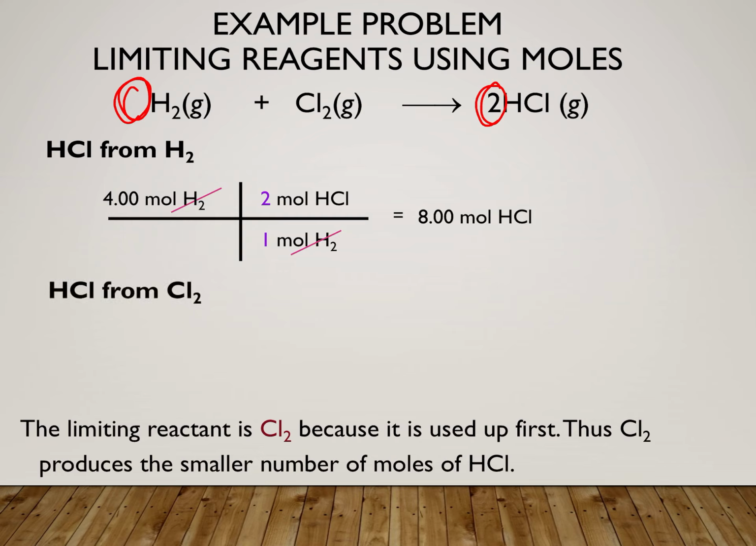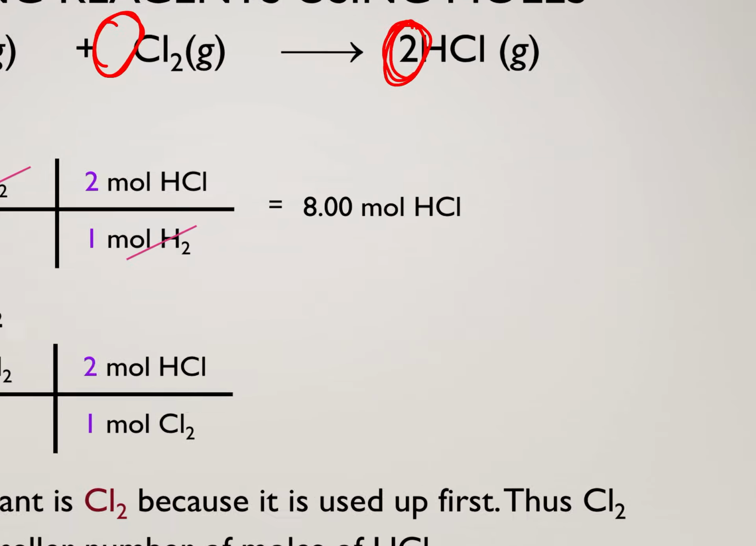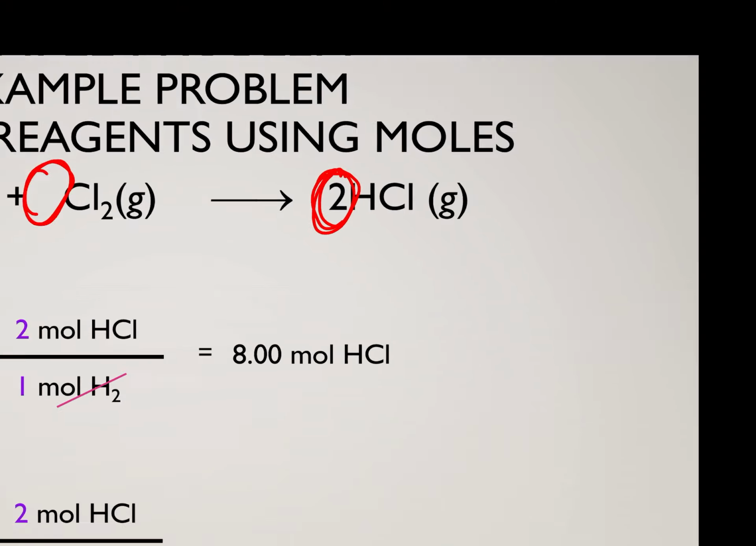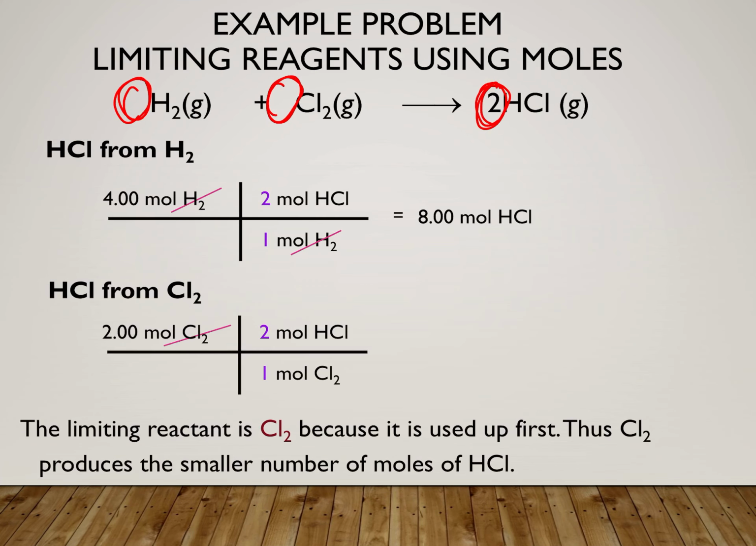If we do the same thing again for chlorine, we'll start with our 2 moles of chlorine, and then for every 1 mole of Cl2, we can make 2 moles of HCl. So we'll cancel out our moles of Cl2, and so if chlorine was limiting, then we would make 4 moles of HCl. So again, we would do two different train tracks, one starting with the hydrogen, one starting with the chlorine, both figuring out moles of HCl.